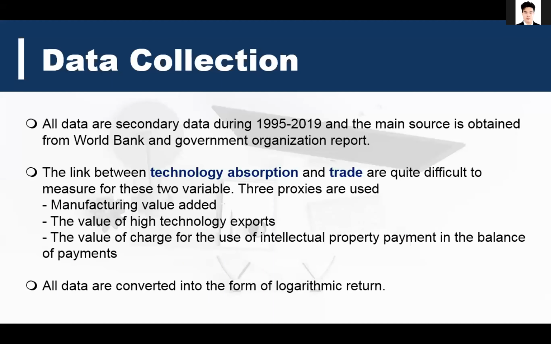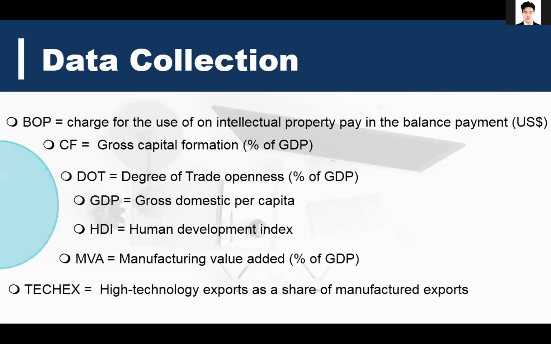Our data are secondary data from 1995 to 2019, and the main sources are the World Bank and government organization reports. The link between technology absorption and trade is quite difficult to measure. The proxies used in this study are manufacturing value added, the value of high technology exports, and the value of charges for the use of intellectual property payment in the balance of payments. All data are converted into logarithmic terms.